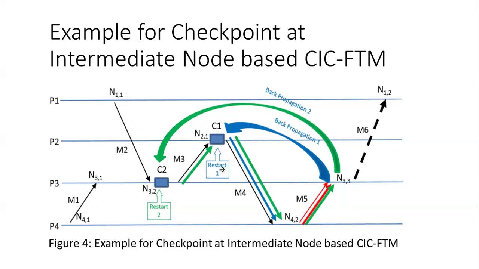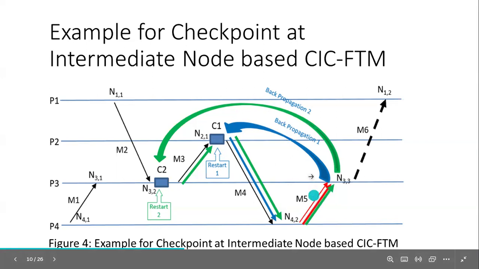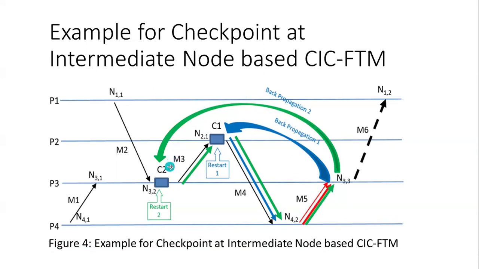Again, if the fault is not recovered at M5, the system will roll back to the next latest placed checkpoint, that is C2, and restart from there. Still, if the fault is not recovered, then the FTM returns to the initial state and restarts the process from the initial state. Still, if the fault is not recovered, the FTM concludes it is a hardware fault.